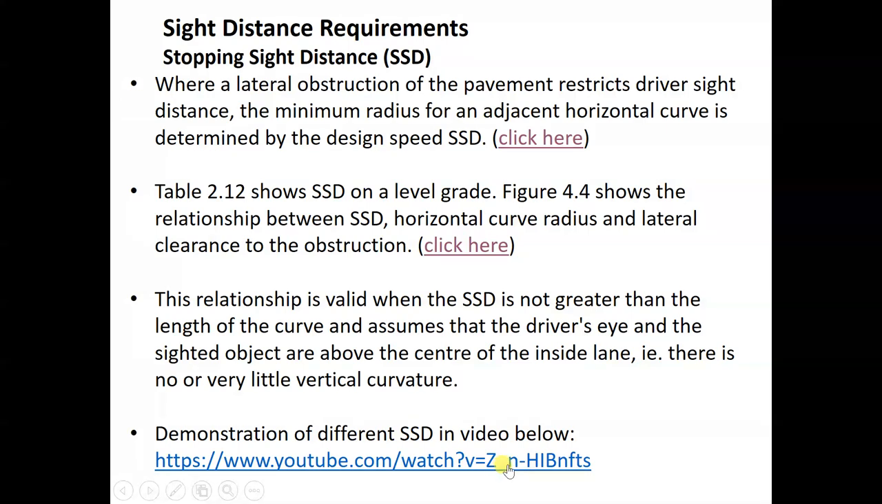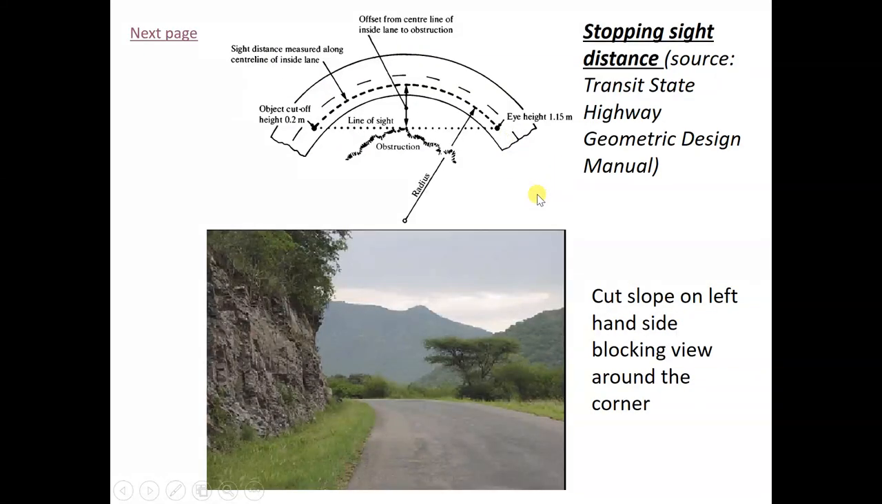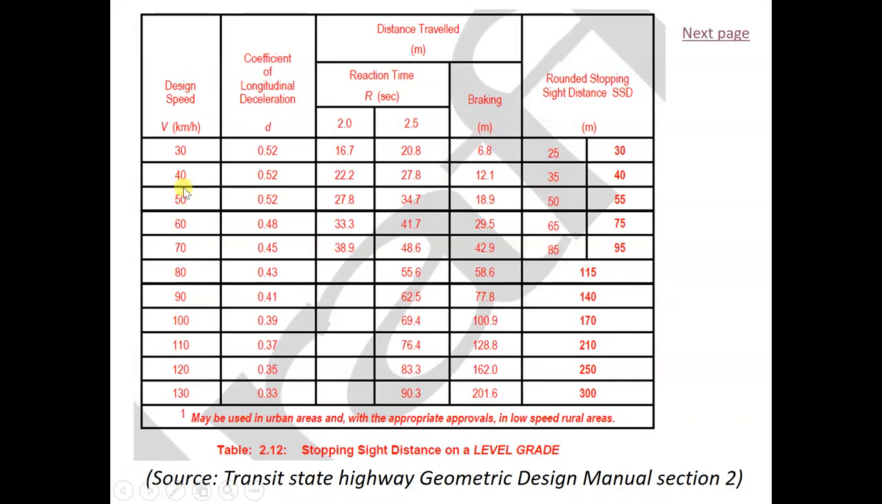As we see from the chart here, if you travel at 50, you need 50 to 55 meters to stop. If you travel at 80, you need 115, which is almost double. If you travel at 100, you need 170. That's why for roads in urban areas, they want to reduce the speed limit. For example, they reduce it to 30, so you can stop within a distance of 25 to 30 meters.